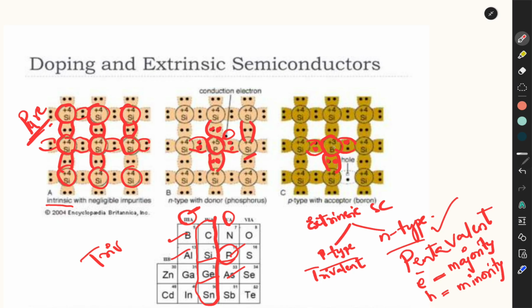Now, what is remaining? One silicon atom's outermost electron is left alone. That means a hole is created here, so holes will be more. Holes are left out. So here the holes are in majority and the electrons are in minority. Understood the concept?